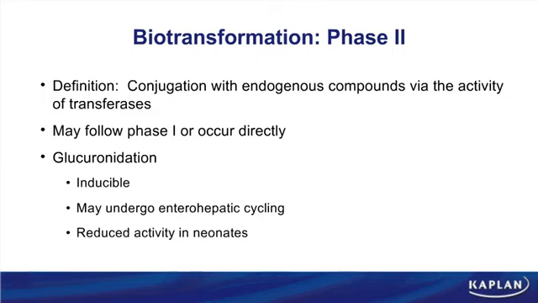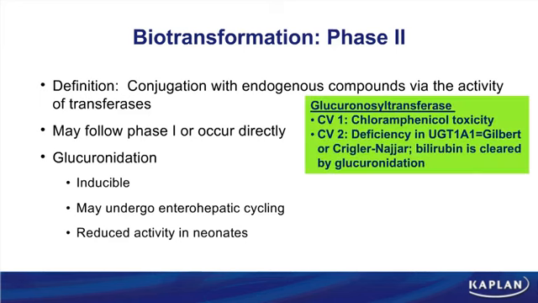But in order to attach a molecule, a glucose-like molecule in this case, to the drug, you need an enzyme. And those enzymes are transferases. So make this connection. All phase 2 reactions involve transferase enzymes. So what's the enzyme that accomplishes glucuronidation? It's the enzyme glucuronyl transferase. You need to transfer that glucuronide conjugate.